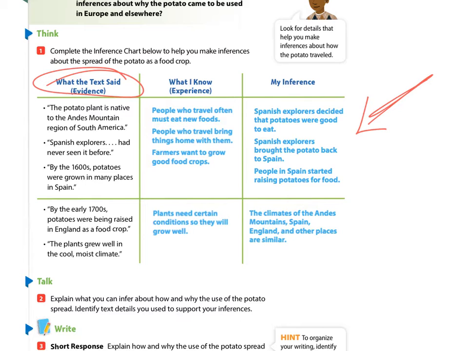Well, I know that plants need certain conditions so they will grow well. And I can infer that the climates of the Andes Mountains, Spain, and England must be very similar places. I don't know that because the author told me. I know that because of the clues found in the text evidence and my background knowledge. These are just a couple of inferences I can make.